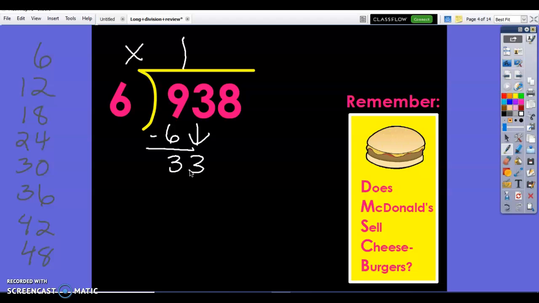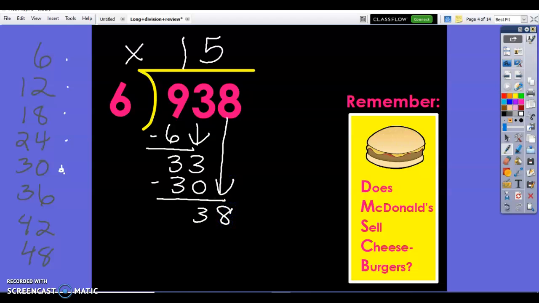6 divides into 33 right here. 1, 2, 3, 4, 5 times. 5 goes on the top. 5 times 6 is 30. I subtract. I bring it down. Carry on down. Again, repeat.